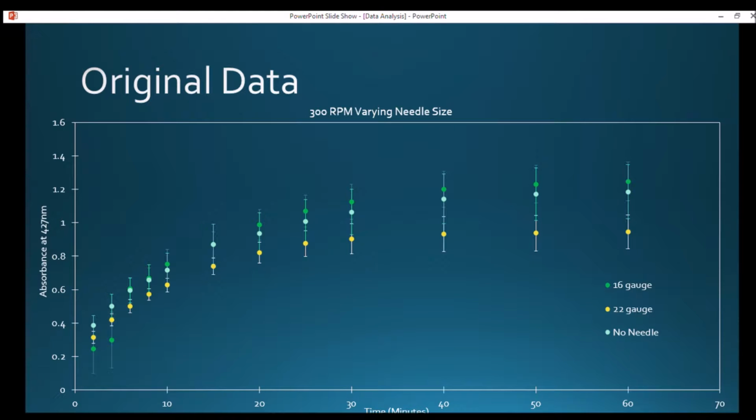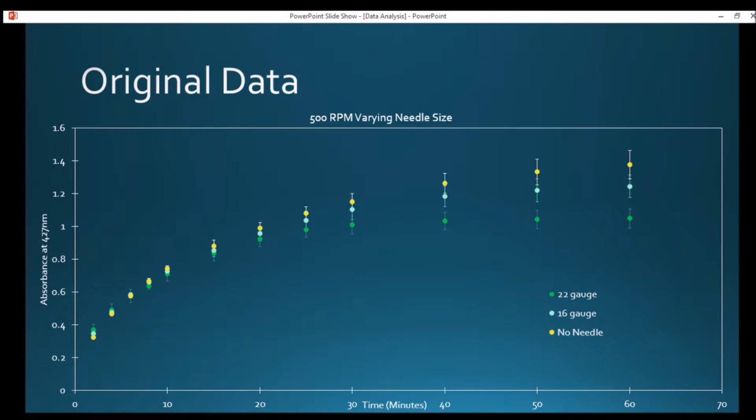This is just time versus absorbance at 427 nanometers. And as you can see here in this 300 RPM graph, the needle sizes aren't really in any particular order. This could be due to some error in the experiment. And then for this graph, you can definitely see that there's more of a trend where you have the larger beads as the top line here, and then it gets smaller as you go down.